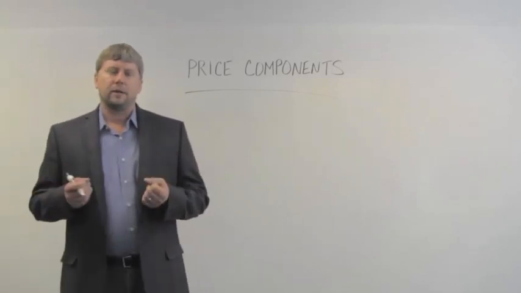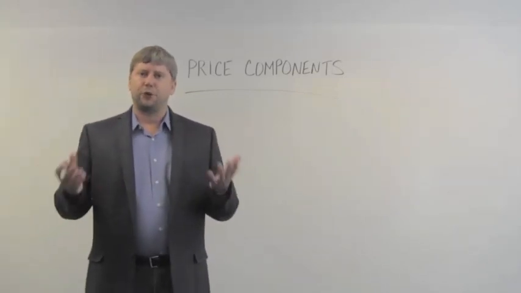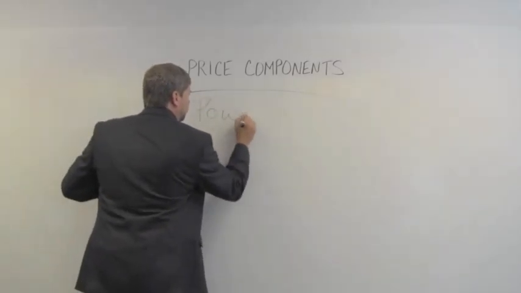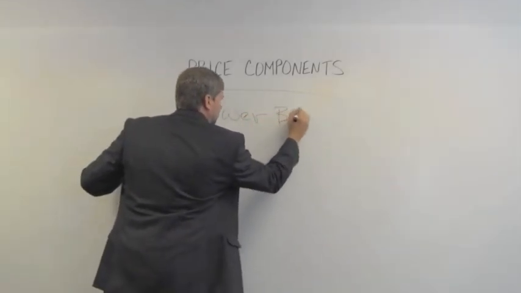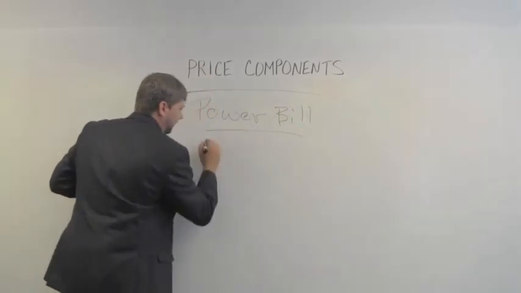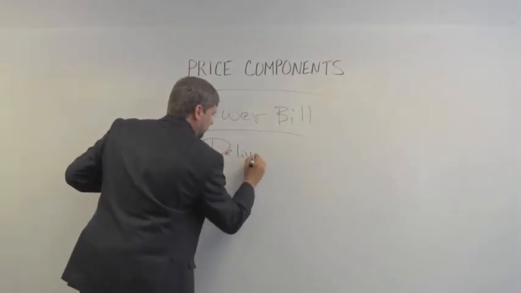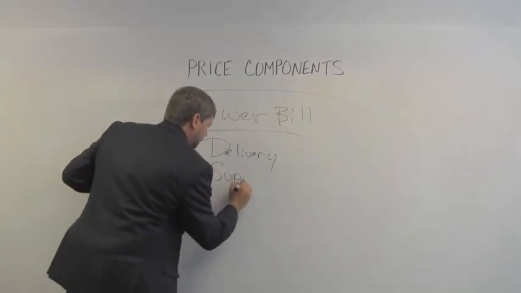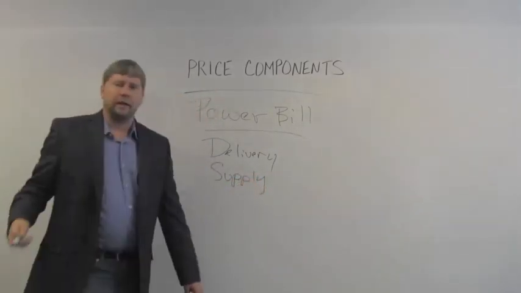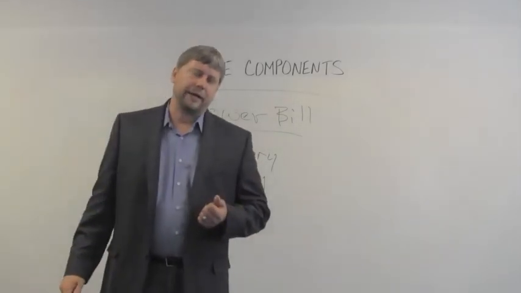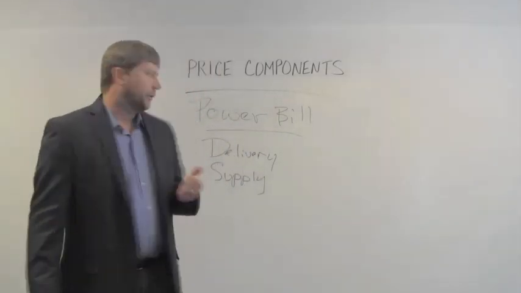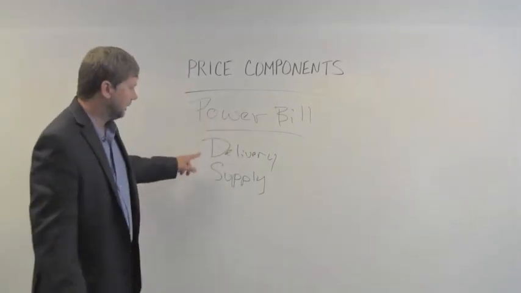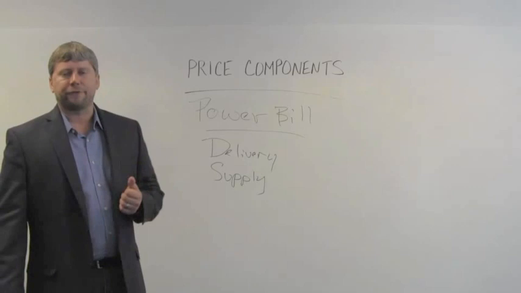Now let me explain. When you have your power bill, there's 2 main components to it. Those 2 components are going to be delivery and supply. Now if you operate in a deregulated market, you have the ability to choose a supplier. So you can affect this portion of your bill. Your delivery portion, that is tariff charges.